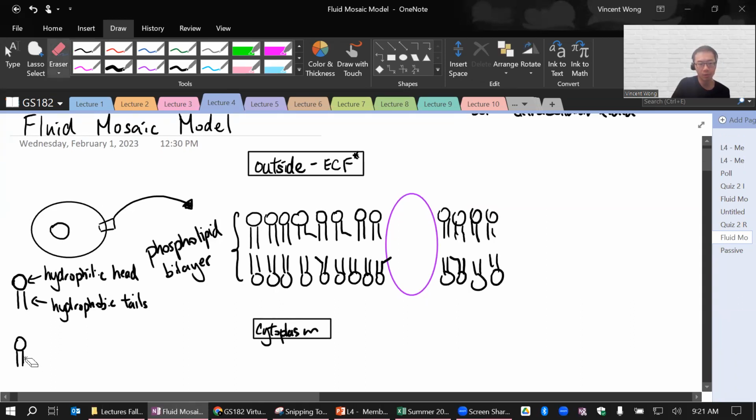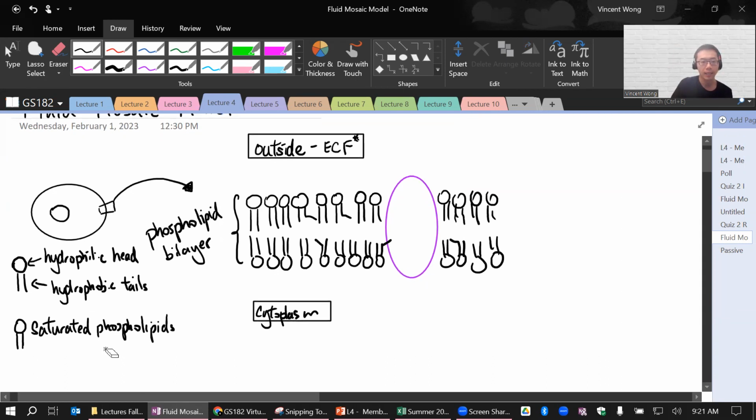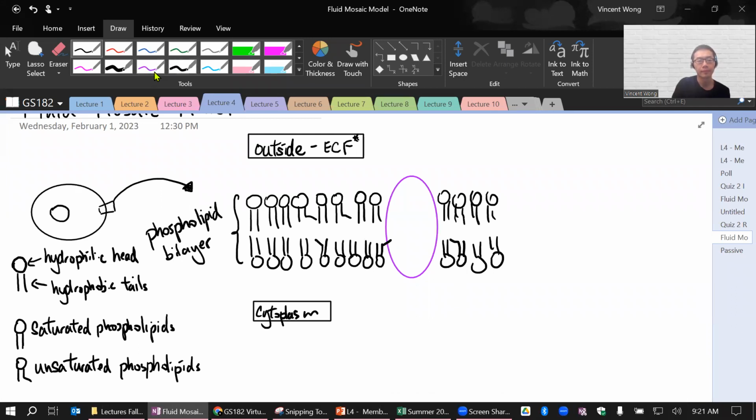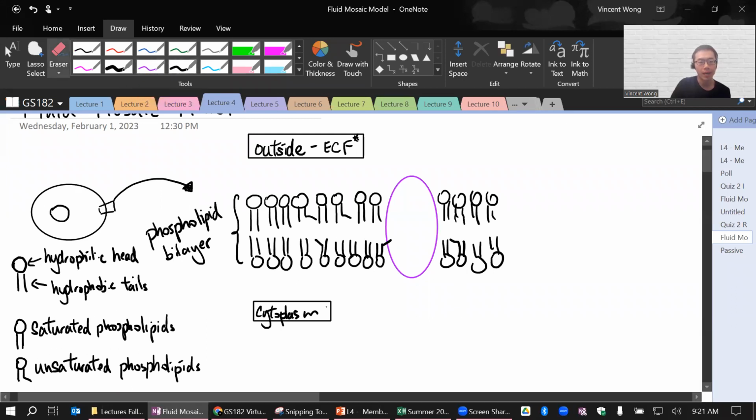If it's both straight, then these are saturated phospholipid. And then the other one with the kink, that's the unsaturated phospholipid. Okay. So more on that later.